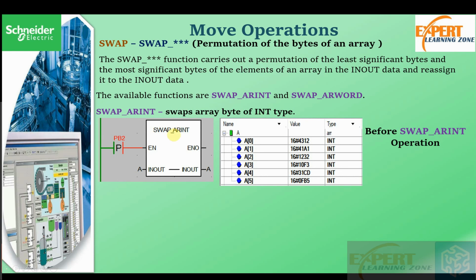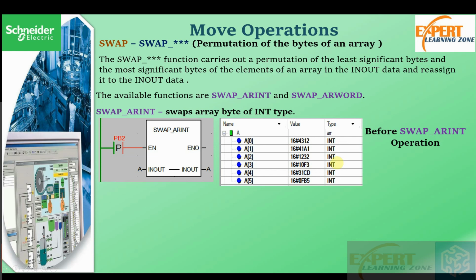You can see here that this is a swap block, swap array int. That's its nature. When this push button goes high, the block becomes enabled, and we have AA, where A is the array. In that scenario, you see that the bytes of A, for each of its elements, will be swapped. This is the expression before. We have an array of 6 elements beginning from index 0 to index 5.